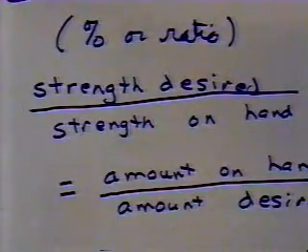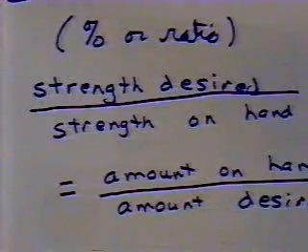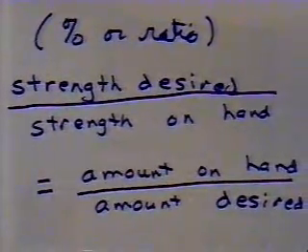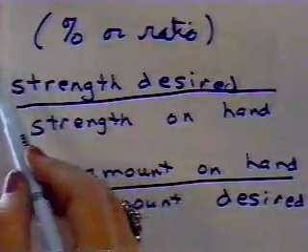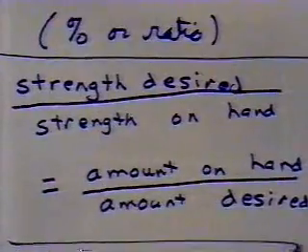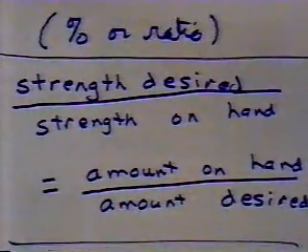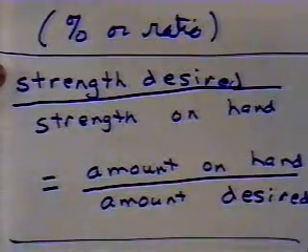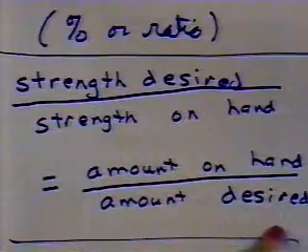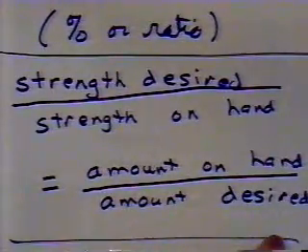These problems are as simple to work as the other ones, but they're a little harder to set up because we have to memorize this formula. We have to memorize the formula to be able to set the problems up correctly. The first half is strength over strength. That equals amount over amount. But we have desired on top on the strengths, desired on bottom on the amounts.